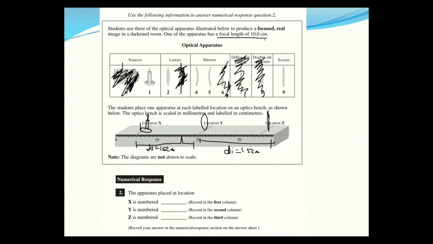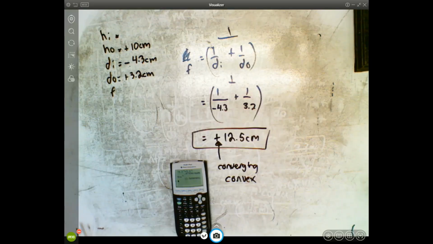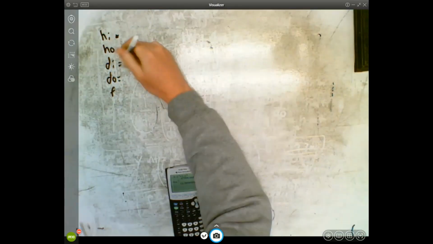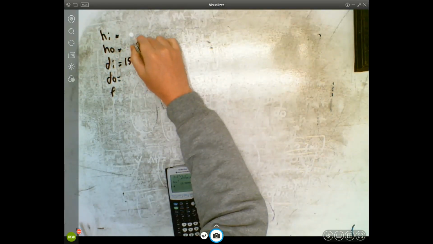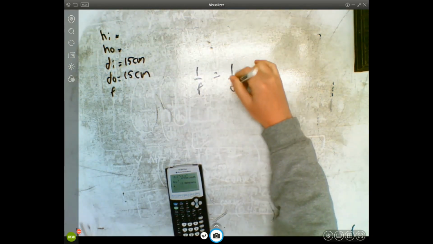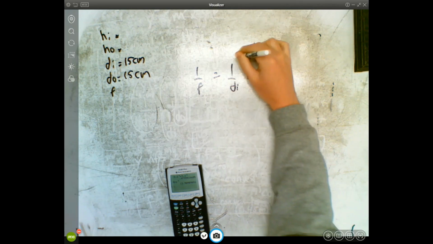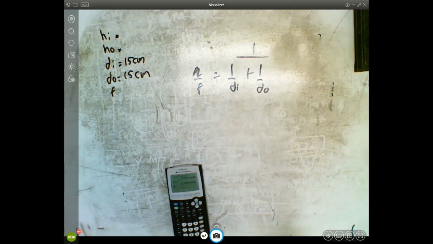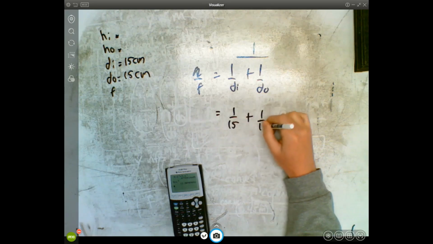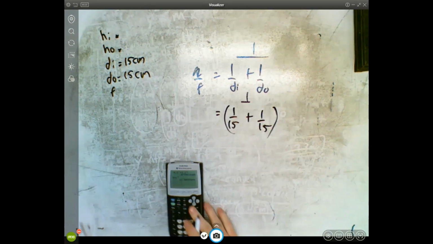And if it's not a focal length of 10, then we're going to have to use mirrors. So let's check that out. So both di and do are 15 centimeters. So if we go 1 over f equals 1 over di plus 1 over do, we end up getting 1 over 15 plus 1 over 15, and 1 over, and see if that gives us a focal length of 10.